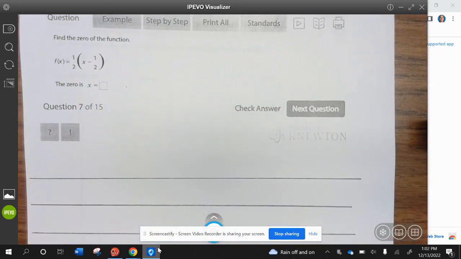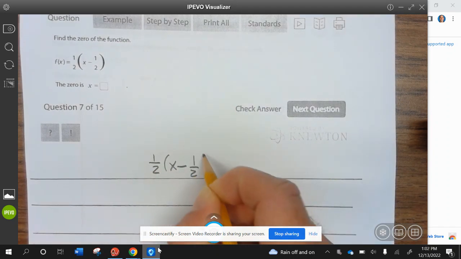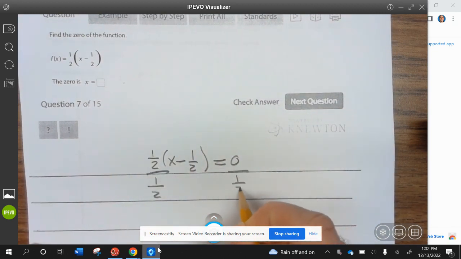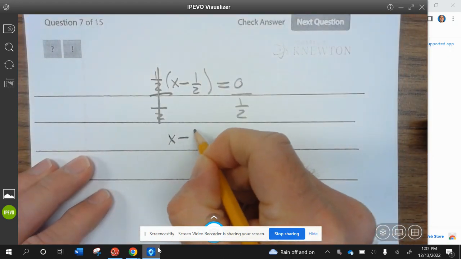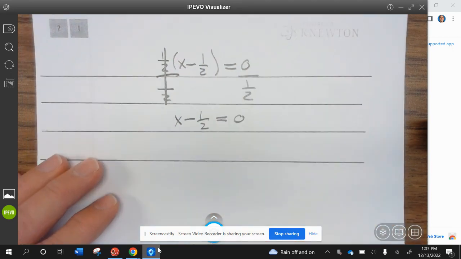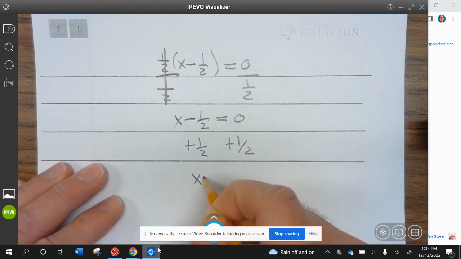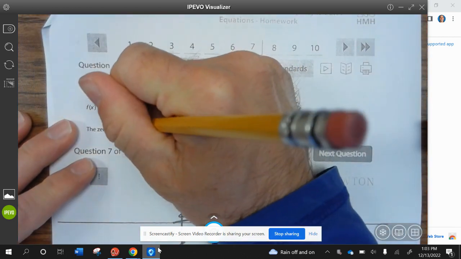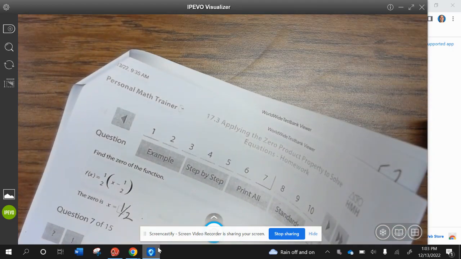All right, so here you're going to set 1/2 parentheses x minus 1/2 equal to 0. Divide both sides by 1/2. Anything divided by itself is 1, so that's 1. So you get x minus 1/2 equal to 0. All you have to do is add 1/2 to both sides. X equals 1/2. So the zero is x equals 1 divided by 2. All right, let's take a look at the next example.